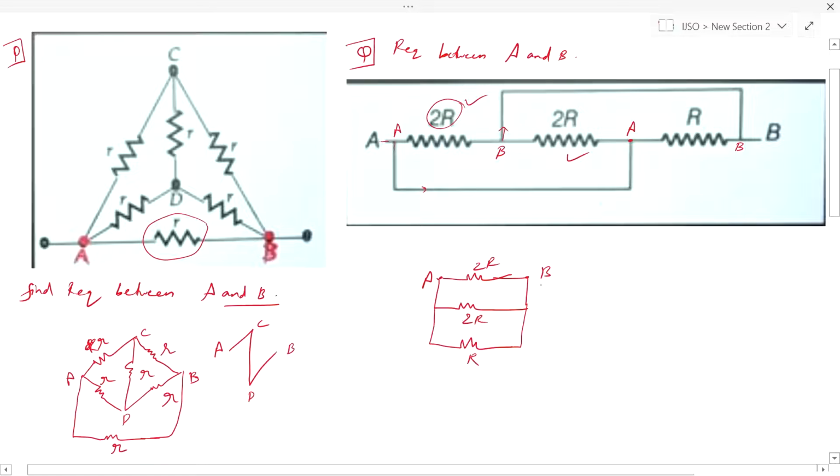Did you get the answer? R by 2. Yeah, this is correct. So 2R and 2R, the answer will be R and again R. First if we consider 2R into 2R upon 2R plus 2R, the answer will be R, and then R and R will be in parallel. How did you do it? I did 1 by 2R plus 1 by 2R plus 1 by R is equal to 1 by T. Okay, you consider each and every one in parallel, same way. Yes. Okay, so answer is R by 2.